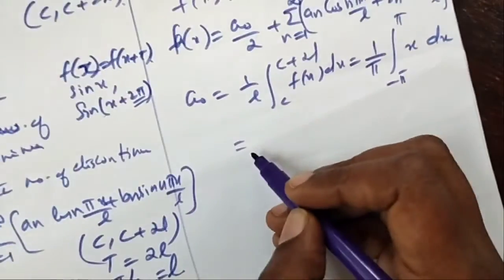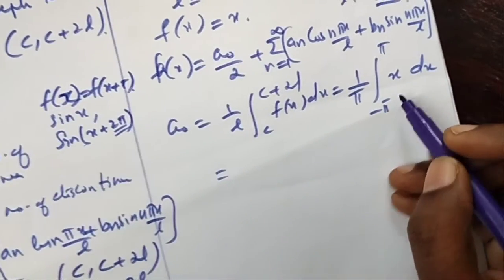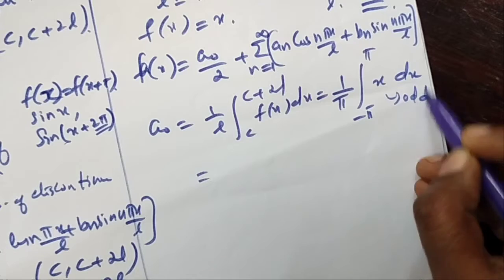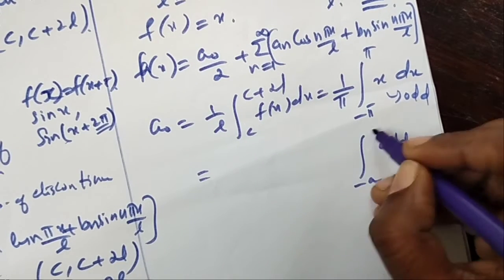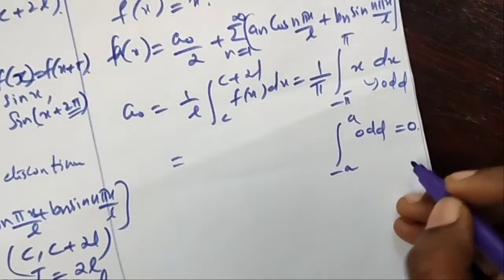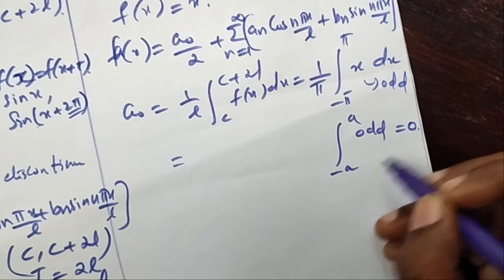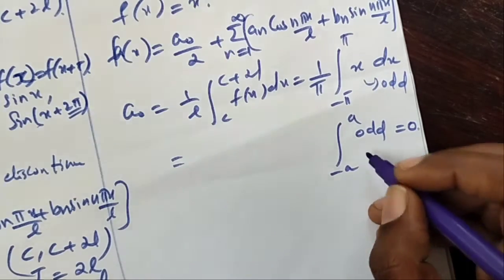Okay, so here x is an odd function. So if you integrate an odd function from minus a to a, you will get 0. Integral from minus a to a of an odd function is 0. What is an odd function?